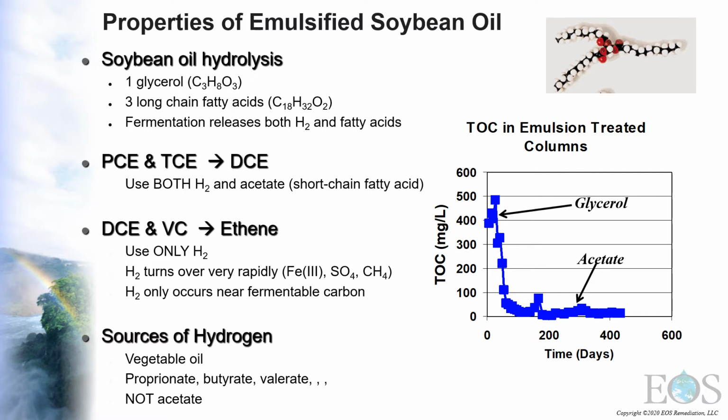It's used for a variety of other processes, not just dechlorination. So we must bring the oil into direct contact with where we want treatment. And then where can we produce hydrogen? Well, as I mentioned, you can produce it from the soybean oil itself. You can also produce hydrogen from some of those volatile fatty acid fractions that are produced during fermentation. But you cannot produce hydrogen from acetate. Once the soybean oil ferments into acetate, it can no longer be further broken down into hydrogen.